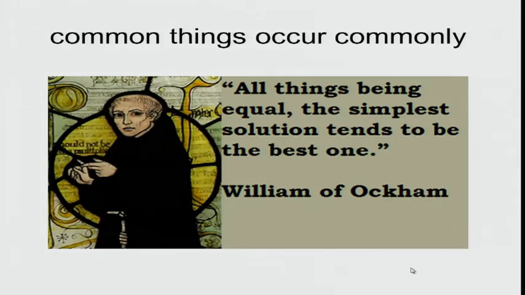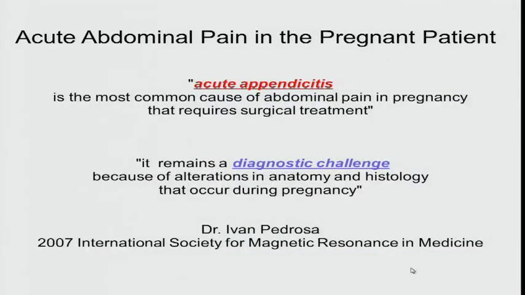So this was the original, when you hear hoofbeats, don't think zebras. This guy was a philosopher in the 14th century, and he basically said the simplest explanation for something is usually the best. So in acute abdominal pain, the most common cause that's going to require surgery in a pregnant lady is acute appendicitis. So when you see this study come over with a pregnant patient with abdominal pain, that's the first thing that you should think of. That's the first thing that you should try to exclude. If you can exclude it, then you can move on to the list of other things that it can be. But this is the first thing that we need to worry about.